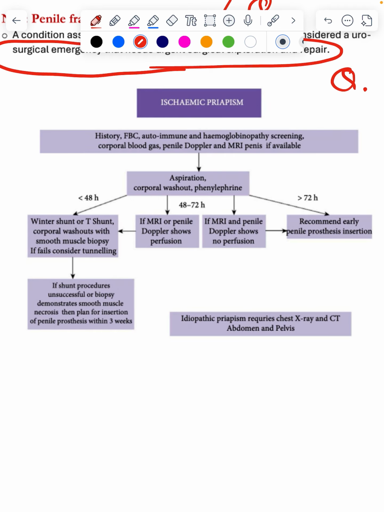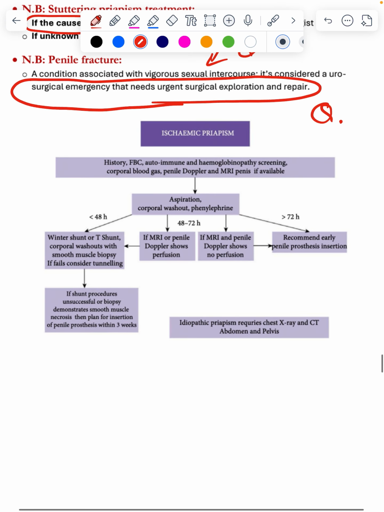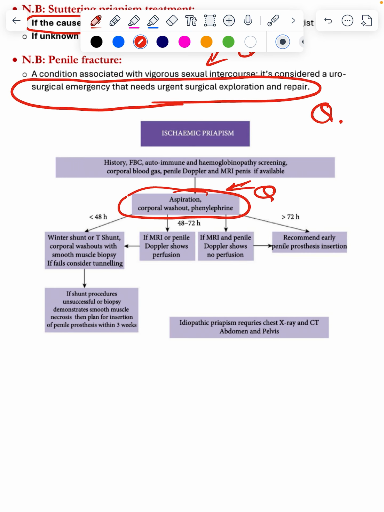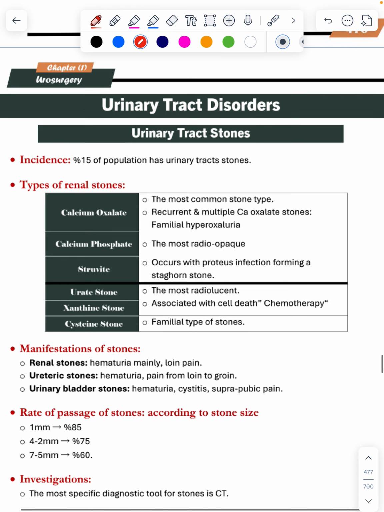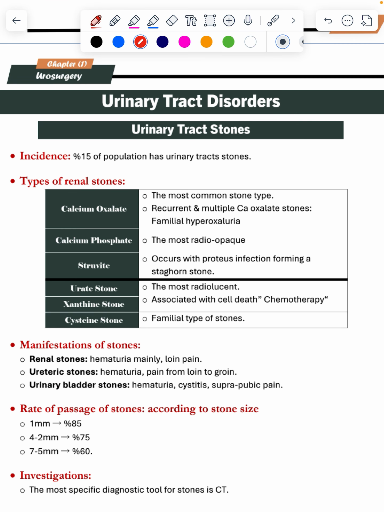Now what is this? Aspiration, corporal washout, then shunt procedure, MRI. In ischemic priapism, you need aspiration and the washout. This is the question. Venous, low flow. Urinary tract disorders, most common. This is the question. Most common.